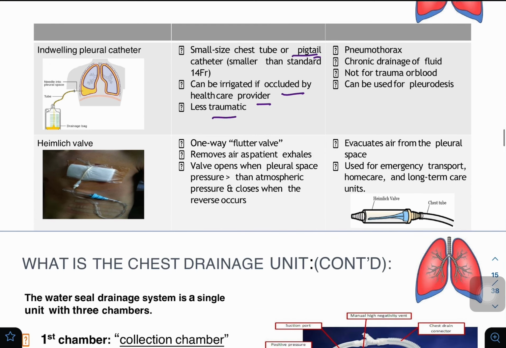Then Heimlich valves, or flutter valves. They remove air as the patient exhales. Valves open when pleural space pressure is more than the atmospheric pressure, and close when the reverse occurs. They evacuate air from the pleural space and are used for emergency transport, home care and long-term care units.